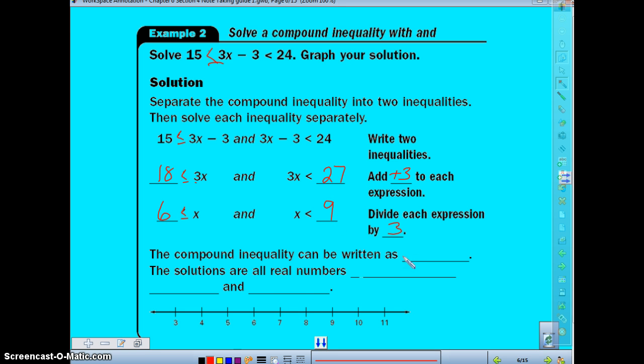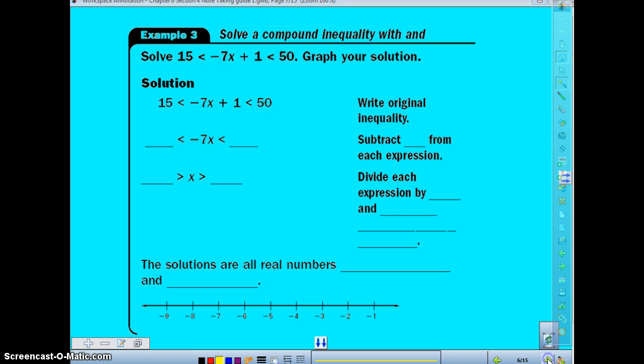The compound inequality can be written as 6 is less than or equal to x is less than 9. The solutions are all real numbers greater than or equal to 6 and less than 9. If we were going to graph it, we go from 6 to 9. We have an equal sign at 6, but I don't have one at 9, so that is the one that needs to be open.